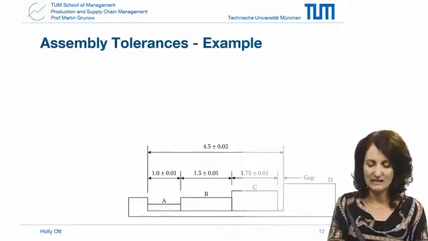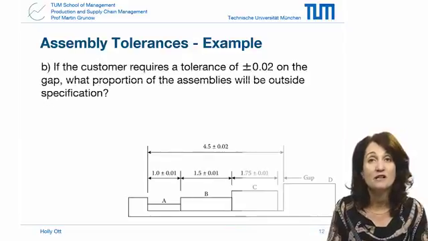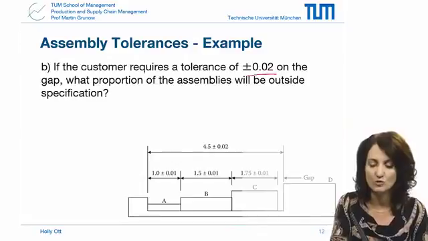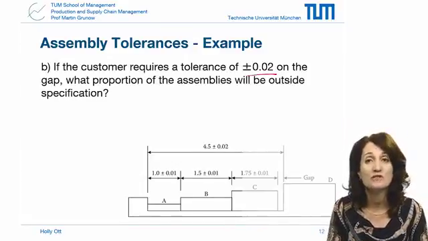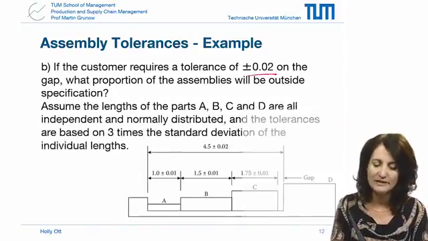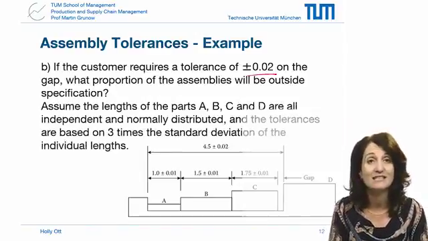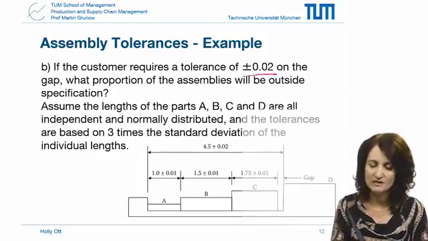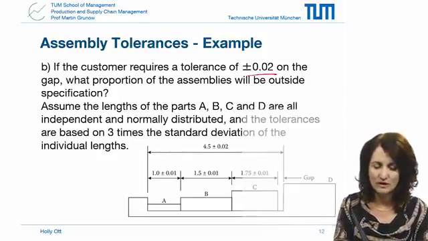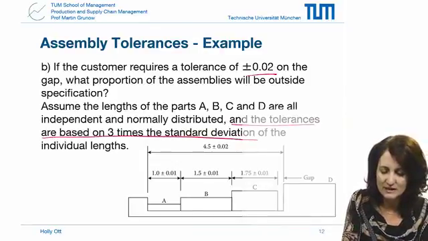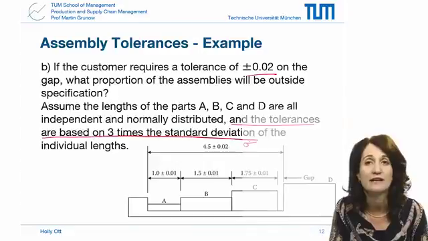Now let's look at this again. This is the same example. If the customer requires a tolerance of plus or minus 0.02 on the gap, what proportion of the assemblies will be outside specification? So again, we assume the lengths of the parts A, B, C, and D are all independent and normally distributed. And we assume, now this is the important part, that the tolerances are based on 3 times the standard deviations of the individual lengths.